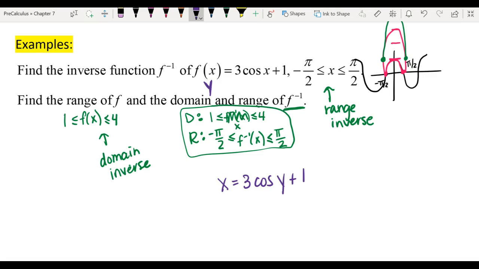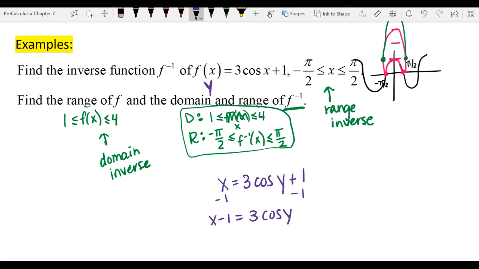When you are solving equations and functions, you do PEMDAS backwards. So we need to add and subtract things first. What are we going to add or subtract? The 1. You're going to subtract 1 from each side. X minus 1 equals 3 cosine of y.